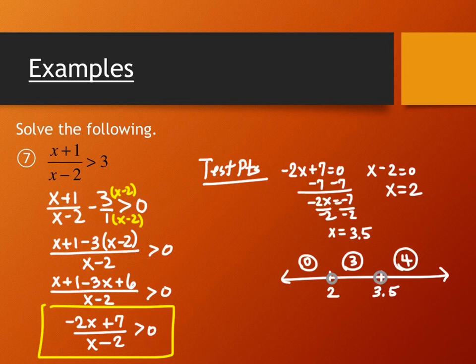Let's test the points now, into the reduced one that we have, the bottom left-hand corner. Plugging in 0. What happens when I plug in 0? That's friendly. Positive or negative? Negative, because I have 7 divided by negative 2. It's a negative.